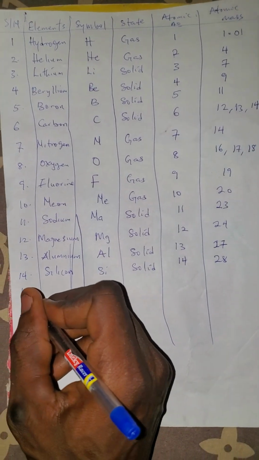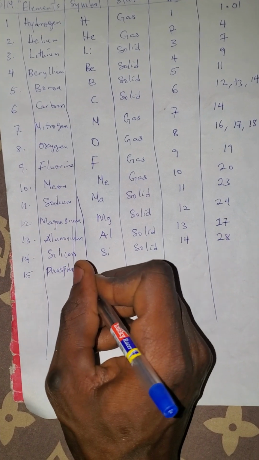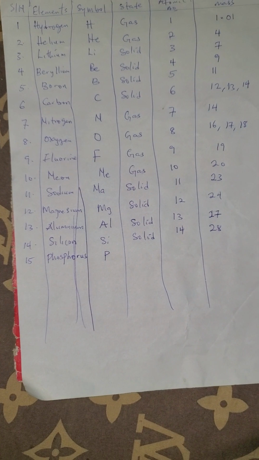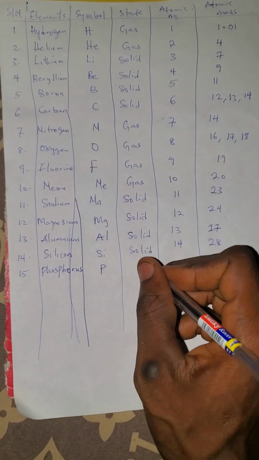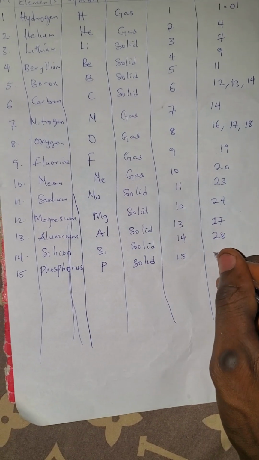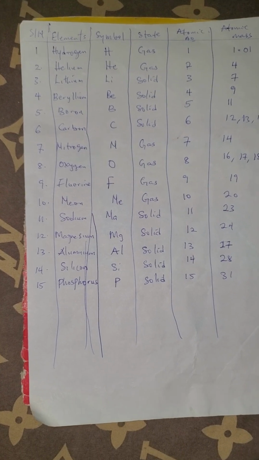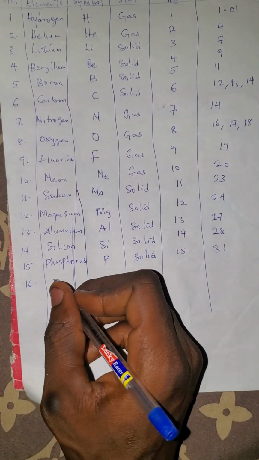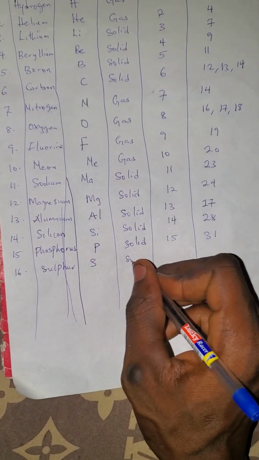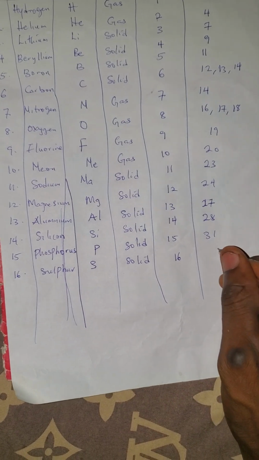Number 15. We have it to be phosphorus, and the symbol is P, in which it is solid in state, and at the same time you have 15. So times 2, we have 31 plus 1. So the atomic mass of phosphorus is 31. Number 16. We have the sulfur. Sulfur is S. It is solid in state, and at the same time you have 16. So times 2, that's 32.